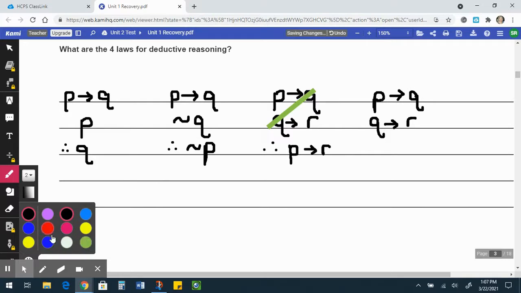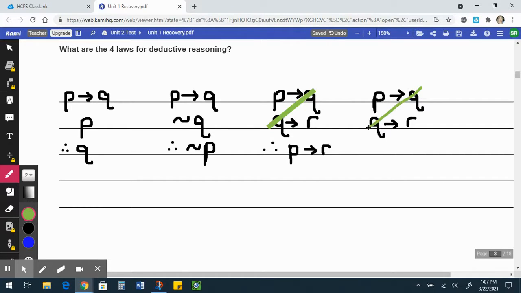The last law, the Q's are still going to cancel out as long as one is at the beginning and the other one is at the end. But what we're going to do for this one is take what's left and switch and negate them. So my answer here would be negated R, then negated P.